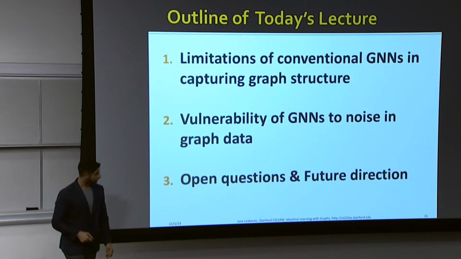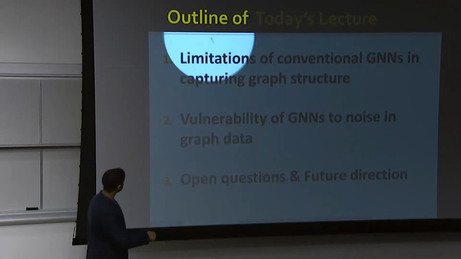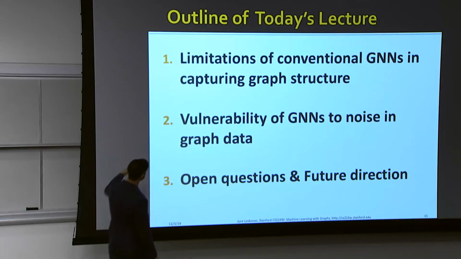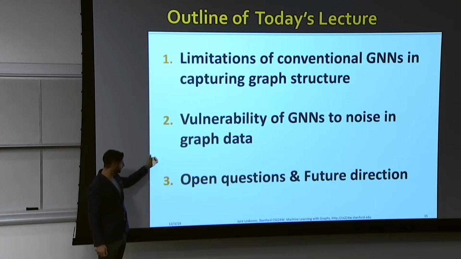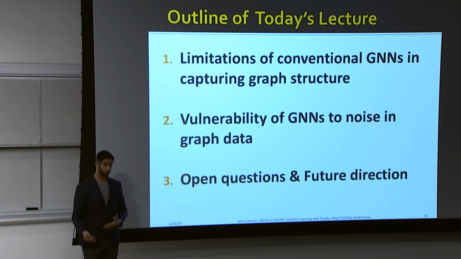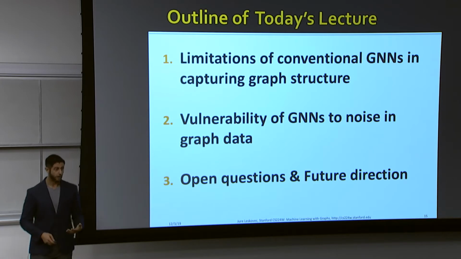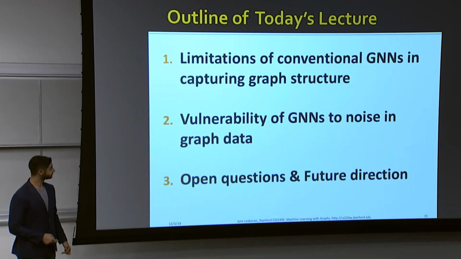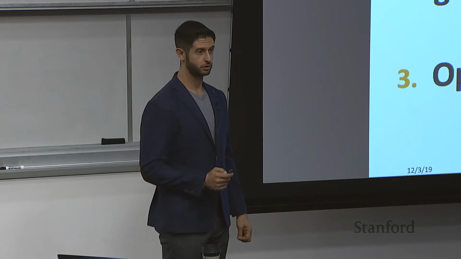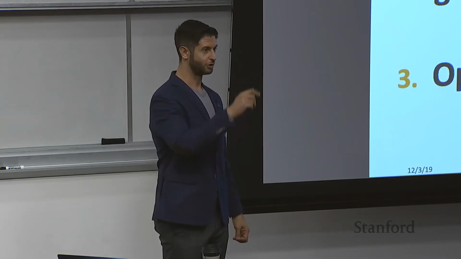So here is the outline. First, we're going to go through the limitations of conventional GNNs in capturing the graph structure. Then, second, we're going to talk about the vulnerability of GNNs to noise in graph data. And then if we have a bit of time left, I'm going to show you some open questions and future directions that our group and other groups working on GNNs in the world are currently researching, all right? Any questions up to now, or shall we go forward? Okay, let's go.